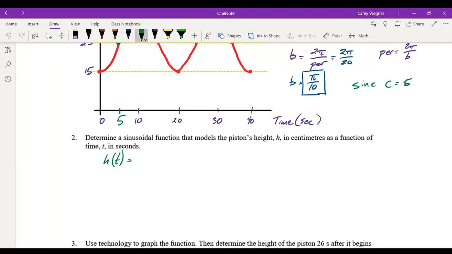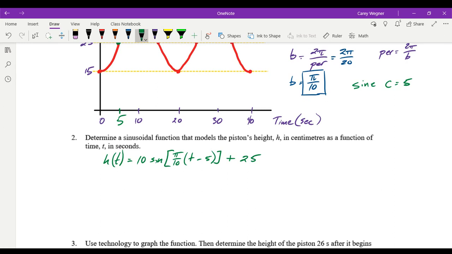So our a value was a 10. Pi by 10 was the b value. And then the time minus our c value, plus 25. So this is one equation that would work.